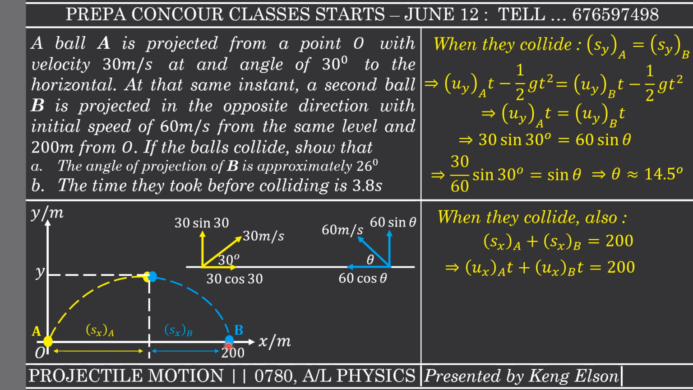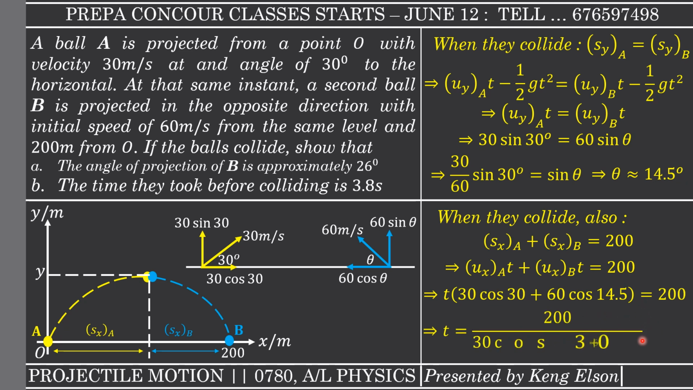They use the same time, because when they collide, the time of collision is common to both of them. So we can factorize the time, and ux is the initial velocity in the horizontal direction for ball A, which is 30 cos 30. For ball B it is 60 cos theta. Theta is 14.5, so we have 60 cos 14.5. We divide both sides by the coefficient of t, and we get approximately 2.5 seconds. So check this again, if I punch it, it should actually be 3.8.